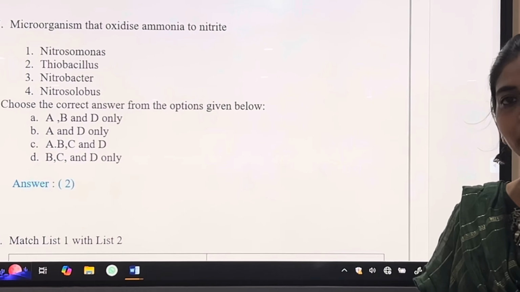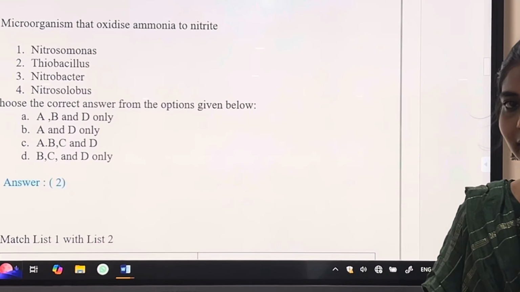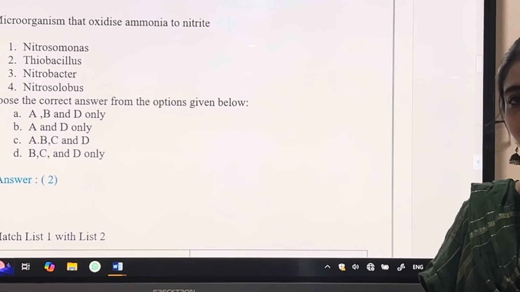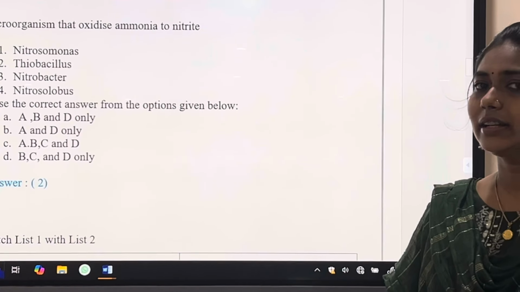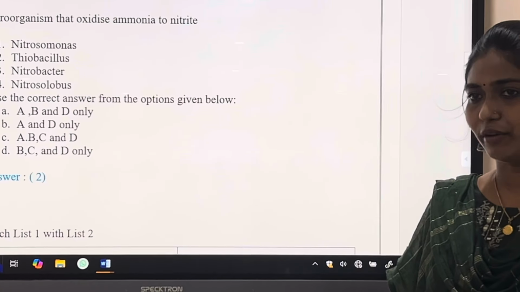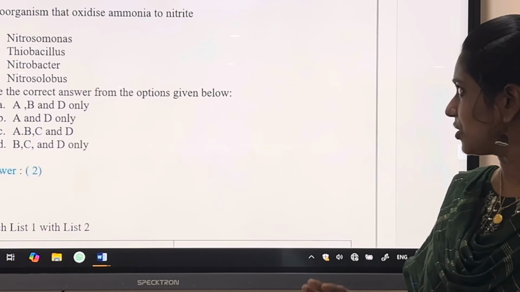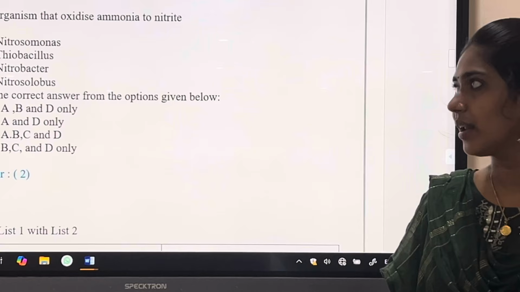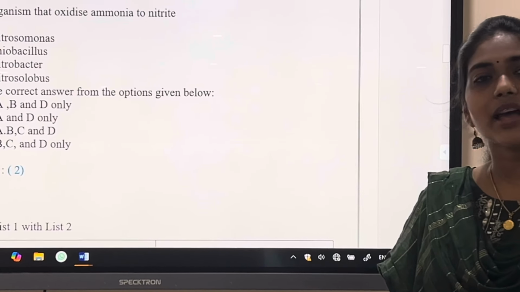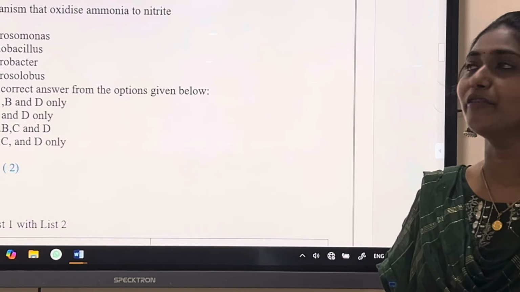So as I have explained before, in the process of biological nitrogen fixation, atmospheric nitrogen has to be converted to ammonia, then to nitrite, and at last it will be converted to nitrate form. So this whole process is known as biological nitrogen fixation, and in all these steps peculiar microorganisms are involved, because these conversions are enabled only with the help of microbes.